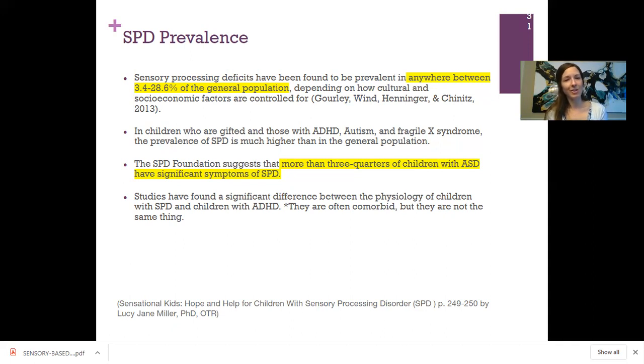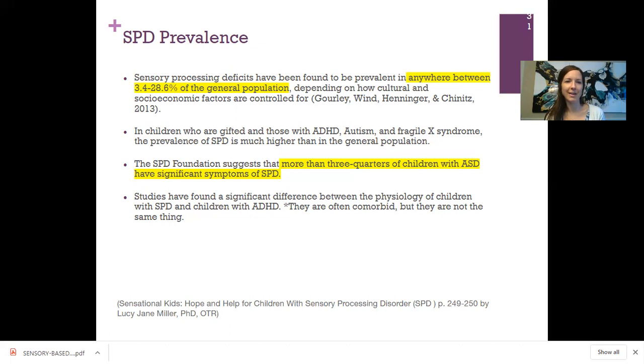The SPD Foundation suggests that more than 3/4 of children with autism spectrum disorder have significant symptoms of sensory processing disorder. We will talk a little bit about kids with ASD and what kind of patterns they display on average. And then there have been studies that show a significant difference in the actual physiology of children with SPD and ADHD. Some people had thought up to this point that maybe they were the same thing, but they're actually not. They're separate.